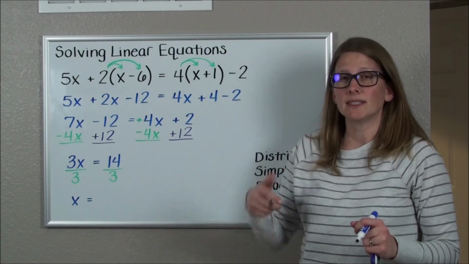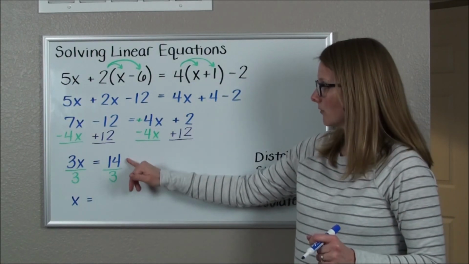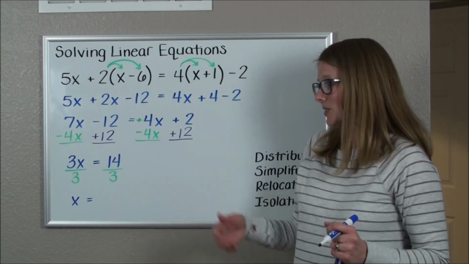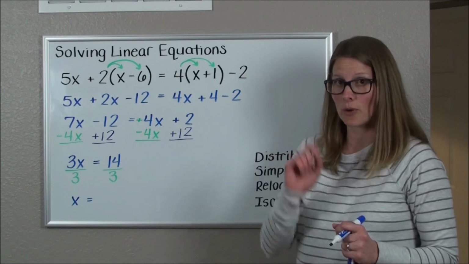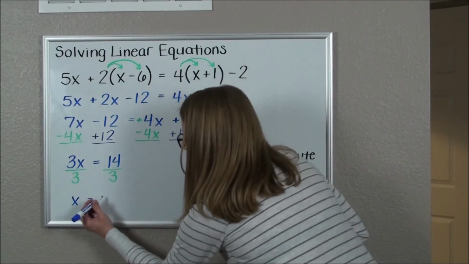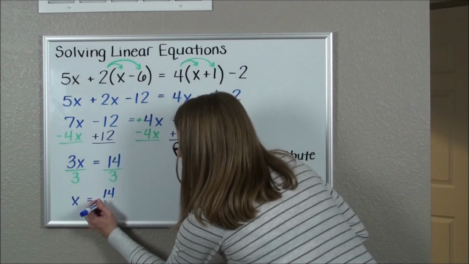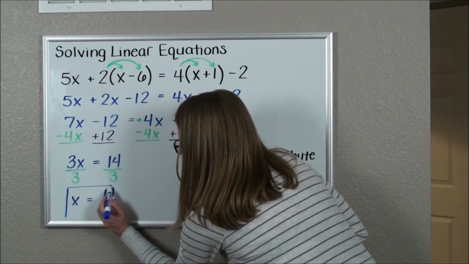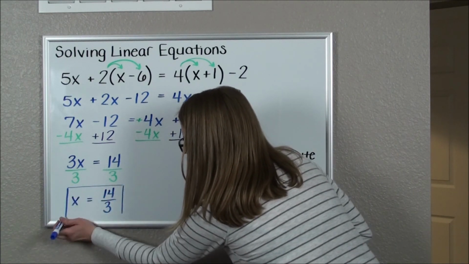Look for the GCF between the top and bottom. So between 14 and 3, what number goes into both? And in this particular case, nothing goes into both except for 1. 1 is the GCF, and so I know that that is a simplified fraction. So my solution here is the 14 over the 3.